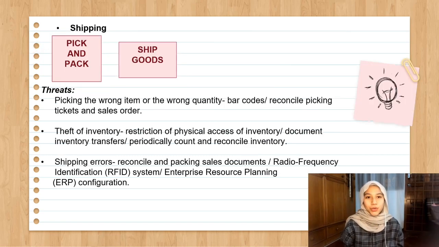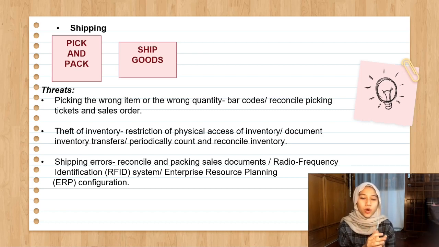Okay, so the next activity is shipping. There will be pick and pack and also ship goods. There will be threats too, such as packing the wrong item or the wrong quantity. This can be prevented by using barcodes, and reconciling picking tickets and sales orders.